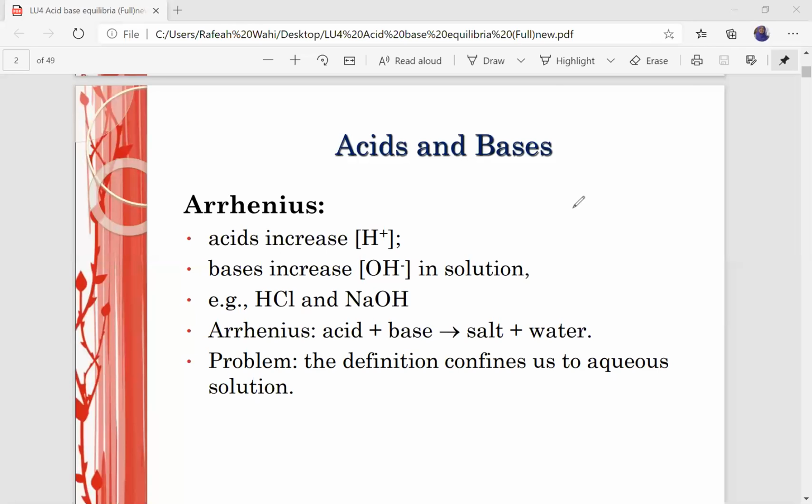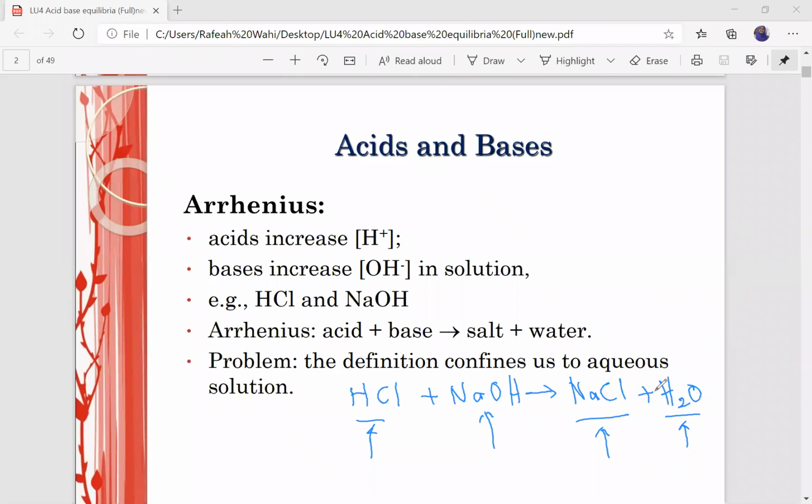Basically, according to the Arrhenius acid and base definition, every time an acid and base react, they result in the products salt and water. For example, the reaction between hydrochloric acid and sodium hydroxide results in the products sodium chloride and also water. The sodium chloride here is the salt, and here is water, H2O. This is the acid just now, HCl, and NaOH is the base. Okay.